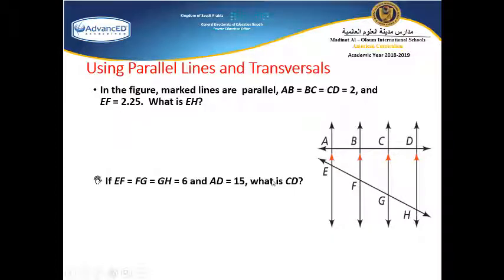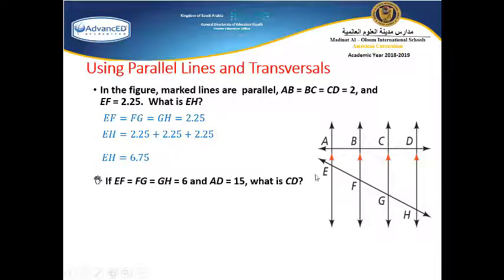Since we have in the given that EF equals 2.5 and we said that all these segments are congruent, we can find the length of EH by adding them: 2.5 plus 2.5 plus 2.5. We will get that the length of EH equals 6.75.